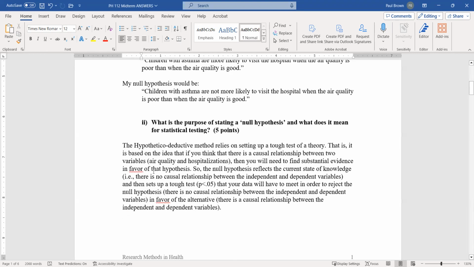Okay. What is the purpose of stating the null hypothesis, and what does it mean for statistical testing? So this is really about the hypothetico-deductive method, right? The idea is that you set up a tough test and things like that. So go ahead and read the answer. Rudy, do you want to say anything about how people answered this one in general?